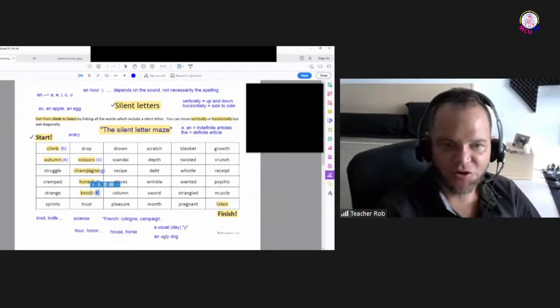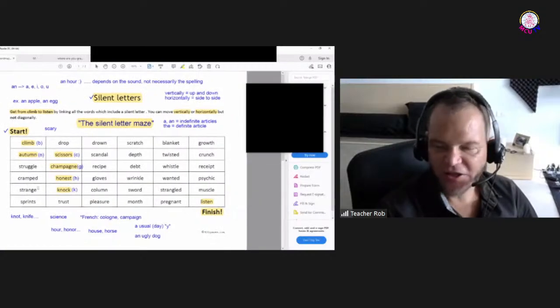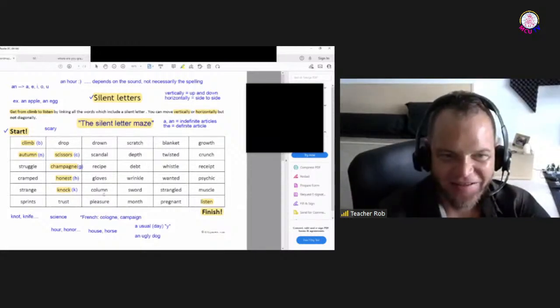So now we got these three, guys. The next three we can choose from are either strange, trust, or column. What do you think of this one?